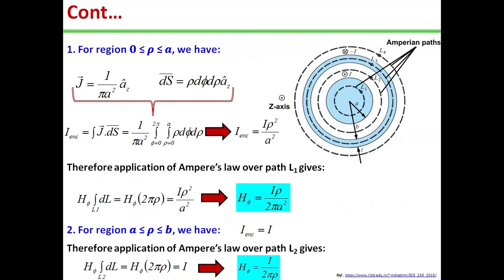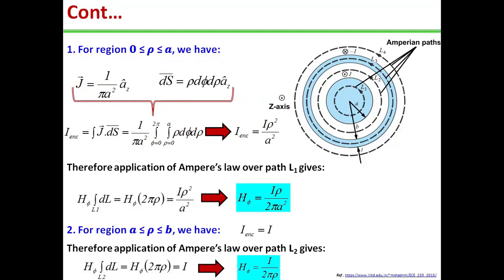Now we will apply Ampere's law to all four paths and calculate the magnetic field intensity. So let us start. Applying Ampere's law to the path L1, that is for the region rho varying from 0 to a. Since the current is uniformly distributed over the cross section, for this path we will have current density J equal to I by pi a squared a_z, and dS will be rho d phi d rho a_z.